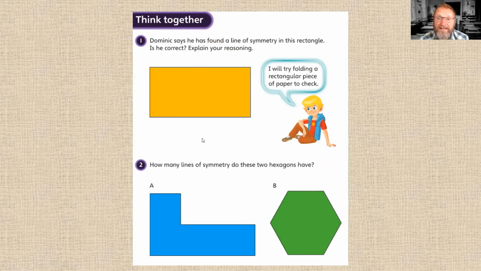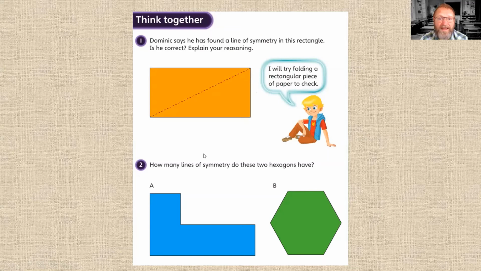Now, does a rectangle have any lines of symmetry? Well, if we put a line vertically down the middle, you can see both sides are the same. So that is a line of symmetry. And if we did a line horizontally, you can see, yes, those are the same on both sides. So a rectangle does actually have two lines of symmetry.